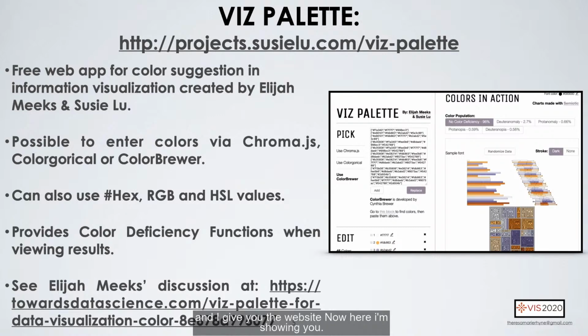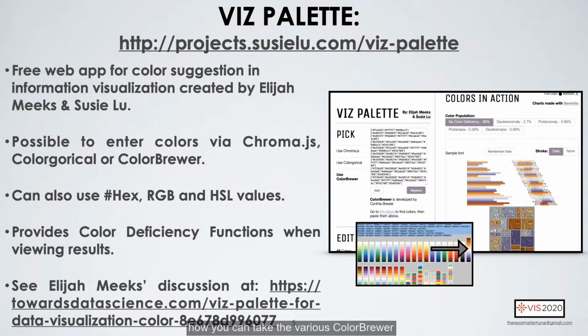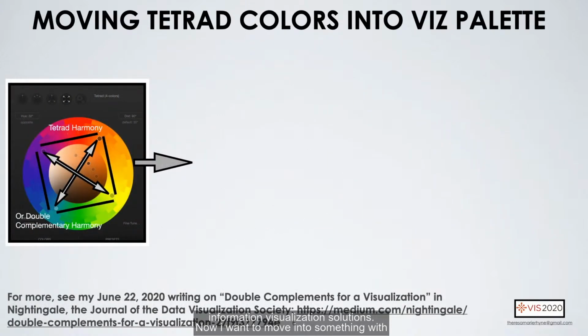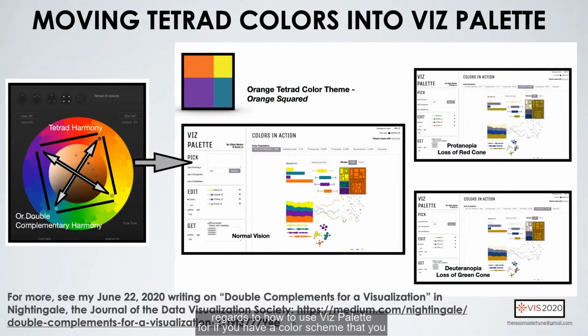Now here I'm showing you how you can take the various ColorBrewer color themes and enter them directly into VIS Palette and see what the visualization options might be. This is the color map I use for our hurricane visualization, and this is what it would look like for various information visualization solutions. Now I want to move into how to use VIS Palette if you have a color scheme that you built.